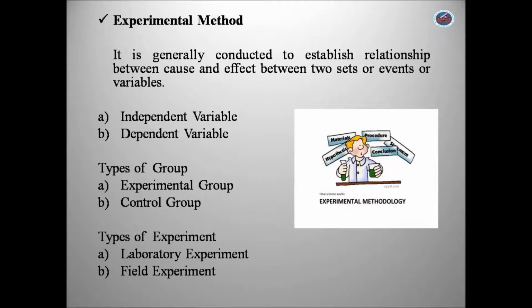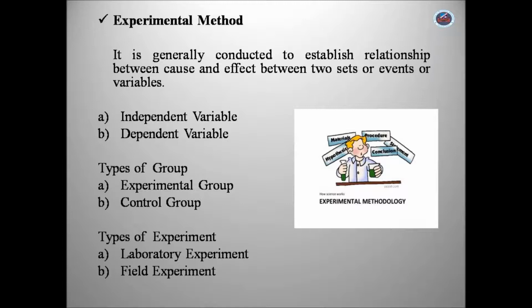But the dependent variable is the factor that is measured in an experiment by the experimenter. It changes because of the manipulation of the independent variable. Normally in this experimental method there are two types of groups involved: the experimental group and the control group. The experimental group is the subject in the study who receives some special treatment in regard to the independent variable, whereas the control group is the subject in a study who does not receive the special treatment given to the experimental group.